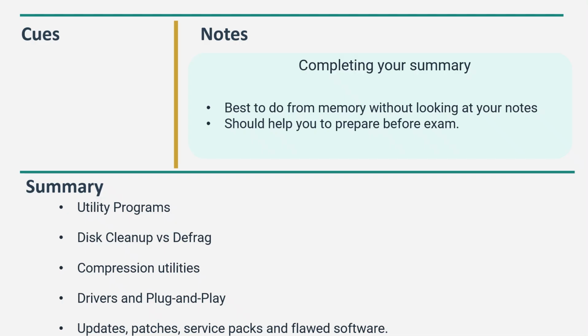In one sentence or in a few sentences, I would summarize: utility programs maintain and protect the computer by cleaning up files, optimizing disks, backing up data, and scanning for malware, while drivers allow the operating system to communicate with hardware devices. Updates and patches fix bugs, improve security, and add new features, reducing the risk of flawed software.